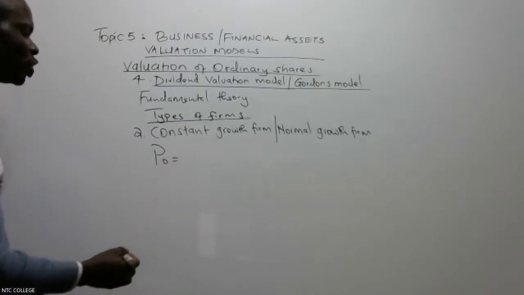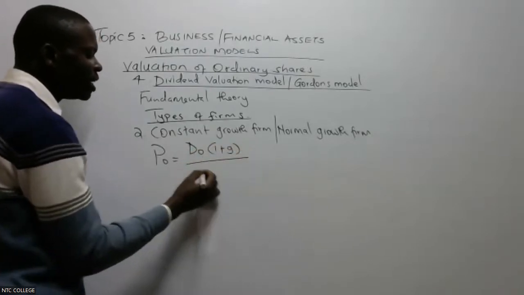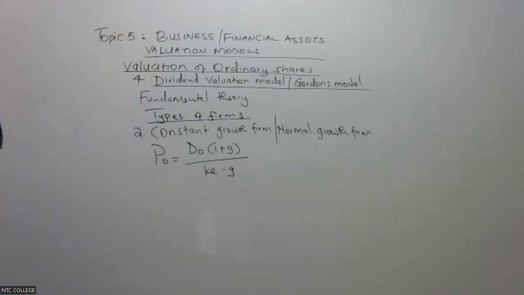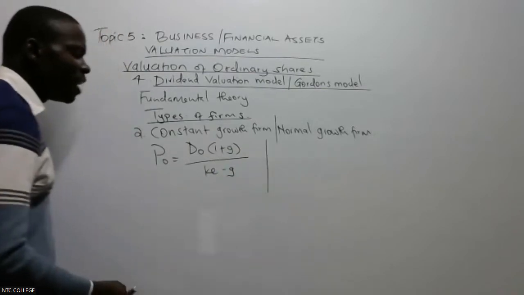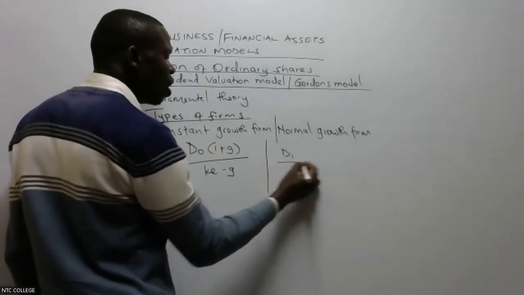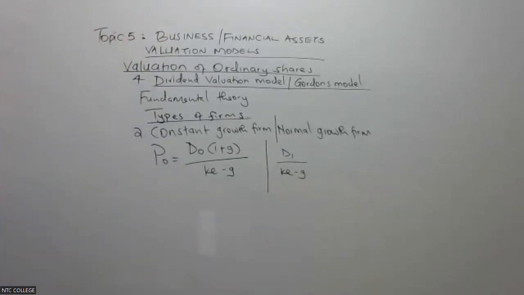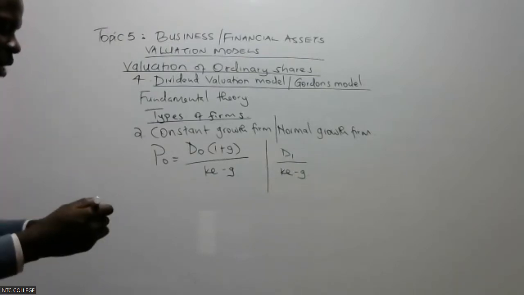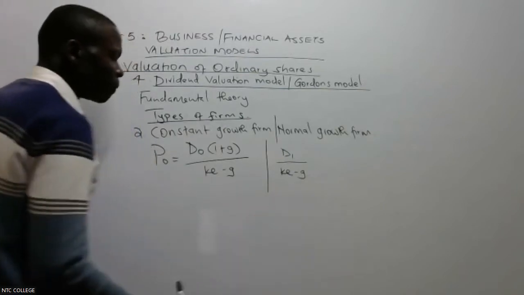P0 is equivalent to D0 times (1 plus g) divided by Ke minus g. Another way, in case you've been given expected dividends, we take D1 over Ke minus g. So, depending on the information provided, you can either use this formula or this formula.